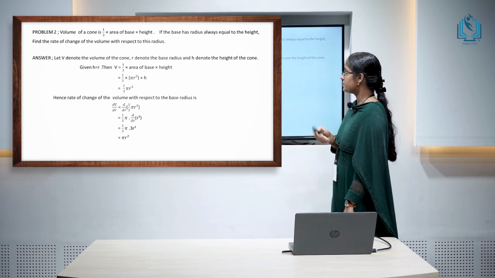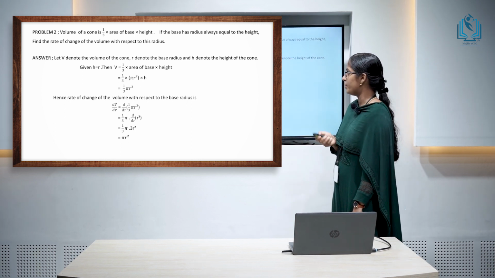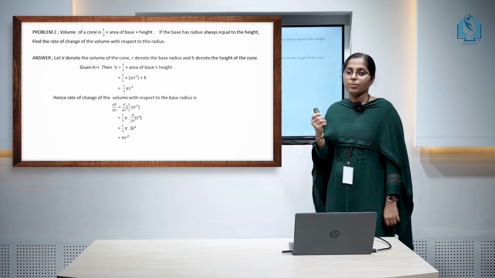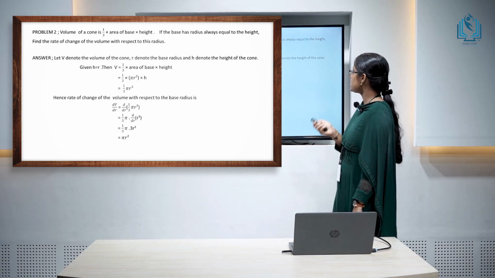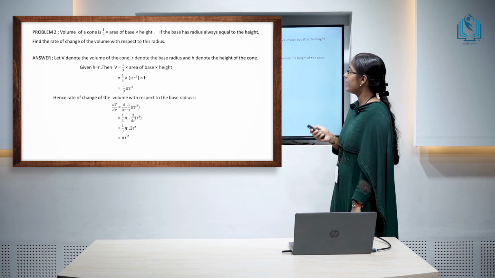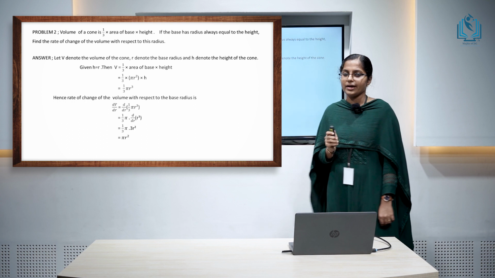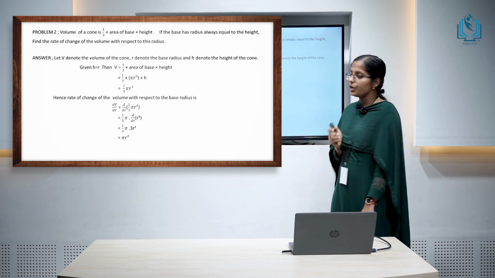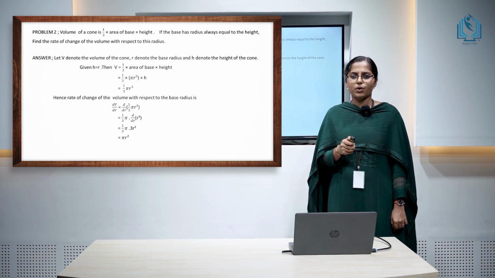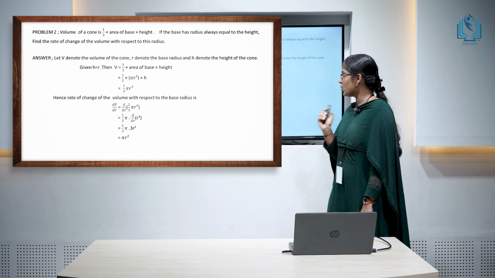The problem is, the volume of a cone is 1 by 3 into area of base into height. We already know about the volume of a cone, and if the base has radius always equal to the height, find the rate of change of volume with respect to the radius. So, we have to find the rate of change. First, let me denote V equal to the volume of the cone.